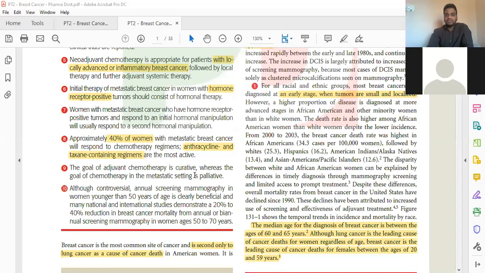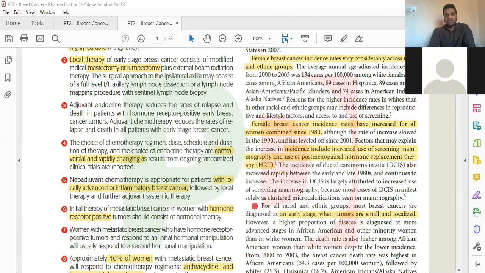And the goal of adjuvant therapy is curative, whereas the goal of chemotherapy in the metastatic setting is palliative, because metastatic is a later stage, so we cannot target much in that. The goal of treatment is palliative rather than curative, but the goal of adjuvant chemotherapy is curative. We also have many controversial things, like how frequently screening or mammography should be done in women, from what age they should start and till what age they should keep going on. All those things we are going to discuss in this chapter.